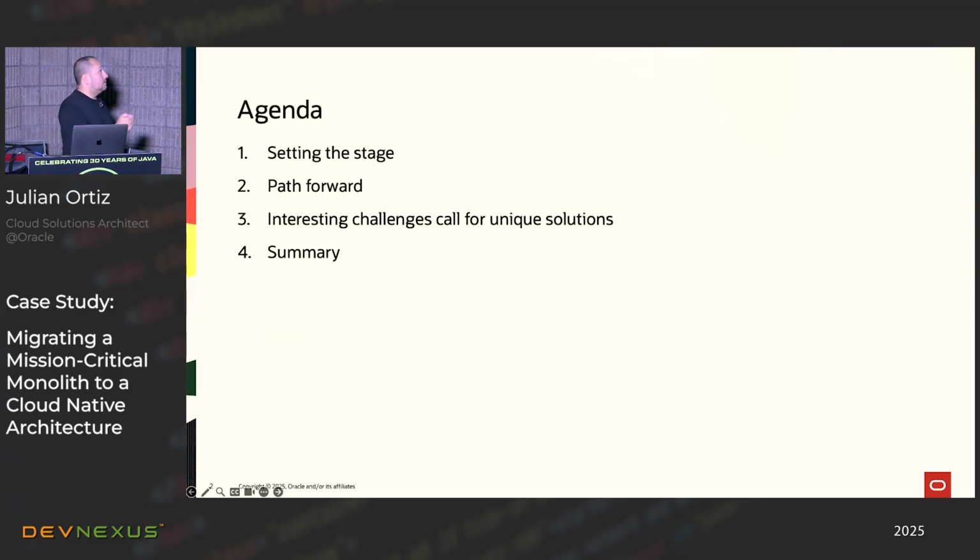So I'm going to set the stage, the agenda, what I'm going to discuss today. We start with a dive into the monolith application, goals and desires. Second, I'm going to share how we got from point A to point B. And number three, along the way we faced interesting challenges that required unique solutions. I'm going to share those a little bit in detail. And lastly, a summary.